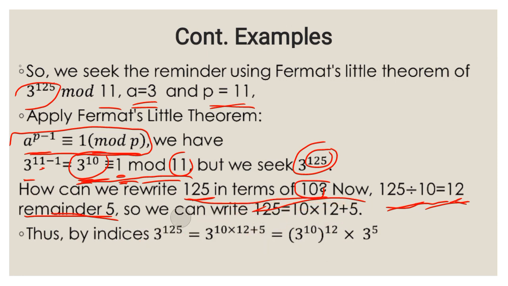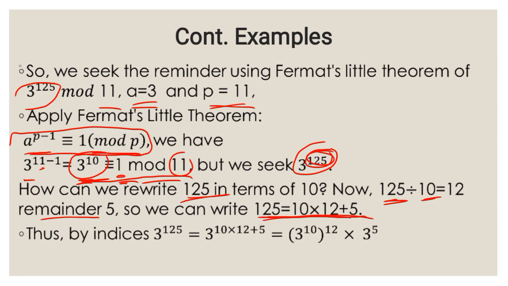simply expressing 125 in terms of 10, because I know by Fermat's little theorem, once I have 3 raised to the power 10 and I divide it by 11, I will get a remainder of 1. So I try to write my given question, which has power 125, in terms of 10 in it, which is what we see here, by simply dividing the power in my question by 10. And then I got the remainder and expressed it in this form.